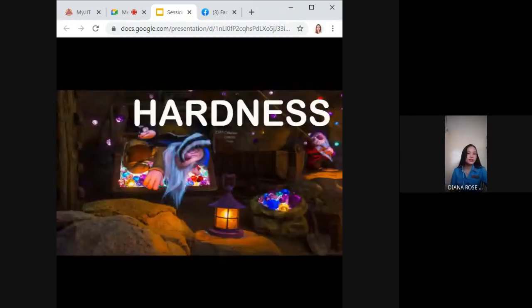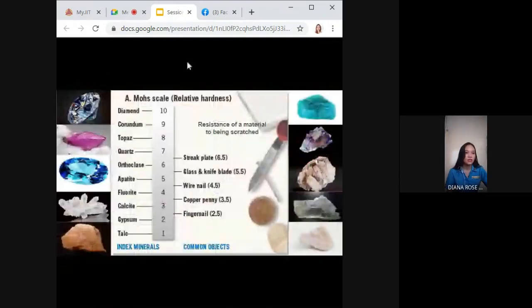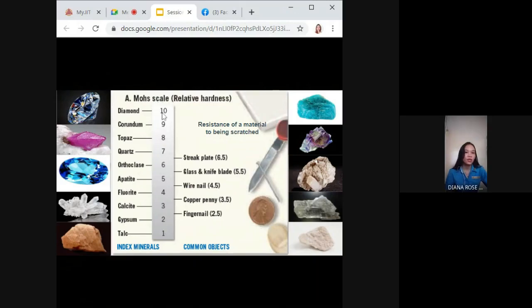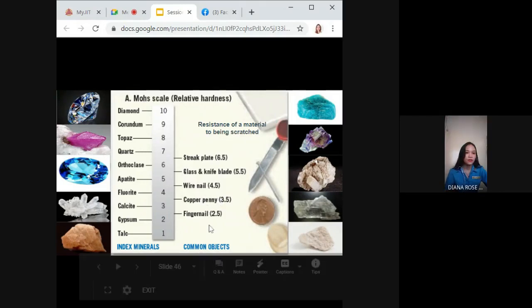And let's move to hardness. Hardness is the resistance of a mineral to being scratched, or its ability to scratch other minerals. Let's take a look at this. This is the Mohs hardness scale, from scale 1, talc, which is the softest, to 10, diamond, which is the hardest. It is tested by using different objects like a streak plate, a glass and knife blade, a wire nail, a copper penny, and a fingernail.